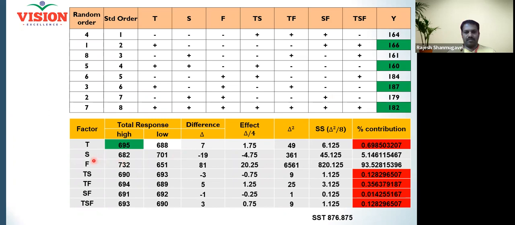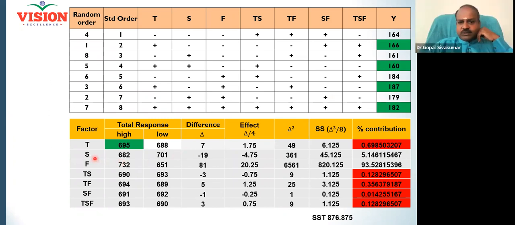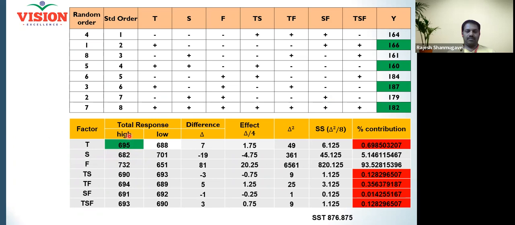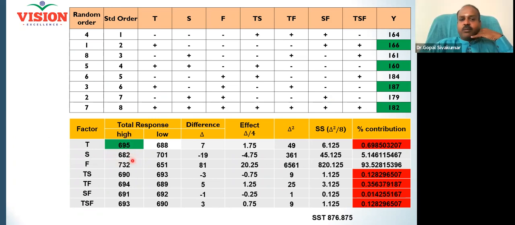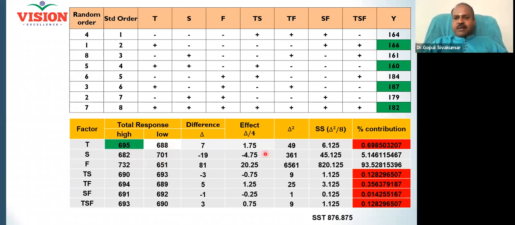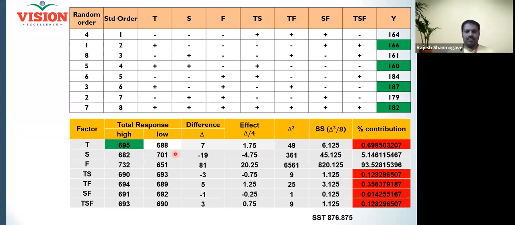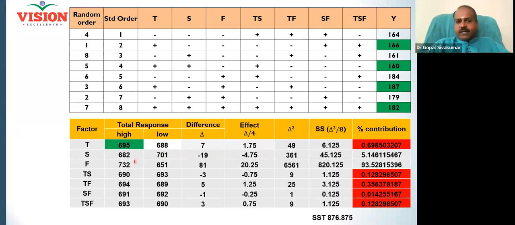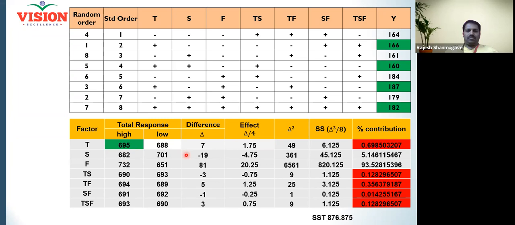And look here, when the S is high, the yield is low. When the S is low, the yield is high. So what is the relationship, positive or negative? Negative. So when you want more yield, you must set S at low. S must be set at low.